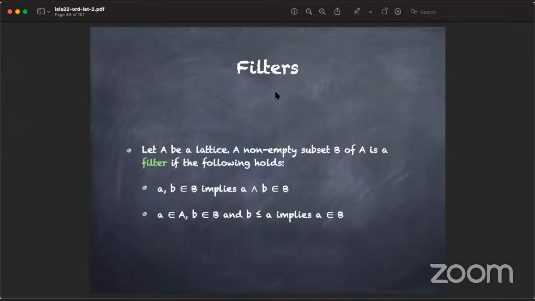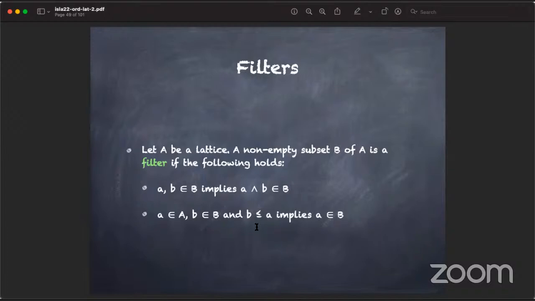So a non-empty subset is said to be a filter if it is closed under meet, and if it is closed under the increasing order, which basically means that if B is in there and if A is greater or equal to B, then A should also be there. So that's the idea of the filter.